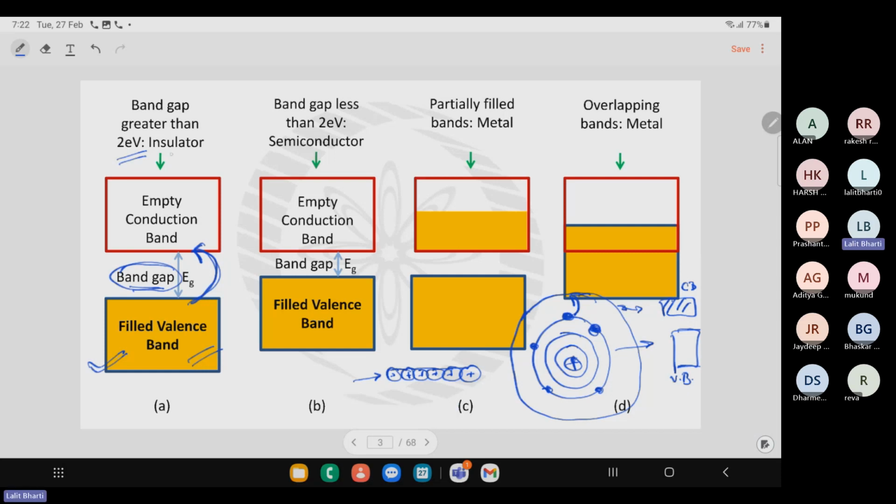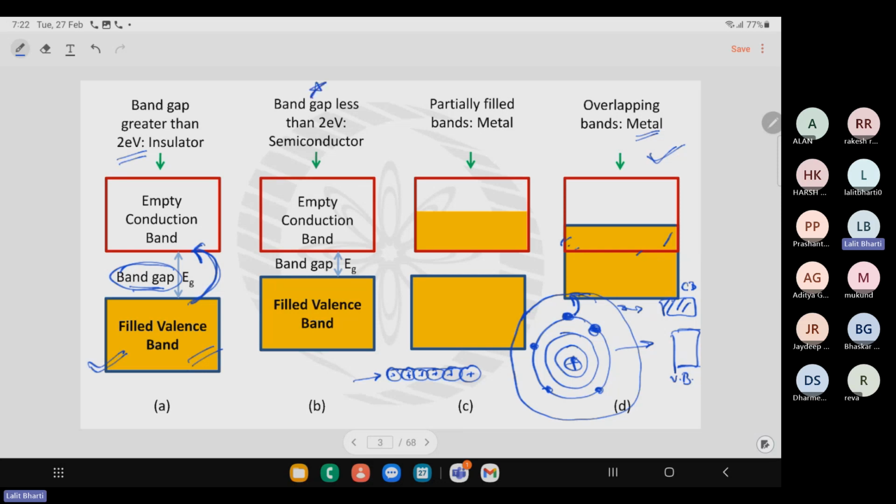And if you have overlapping bands, this is your overlapping band gap. If you have the overlapping band gap, your electrons can easily move from the valence to the conduction band. So they are metals, or you can say they are very highly conductive. So we have this case.